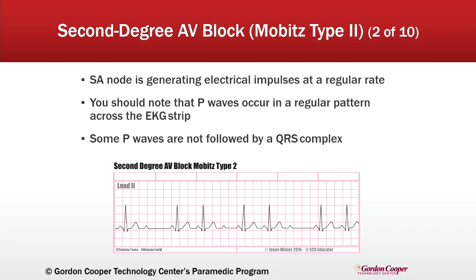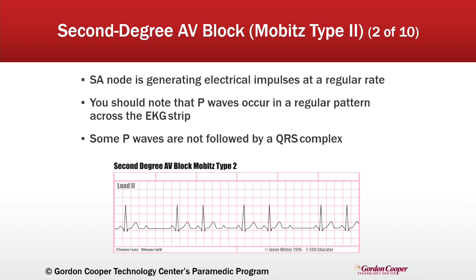So this type of heart block is more serious than type 1 because it has a higher chance of progressing to a third degree or a complete heart block. So it causes an irregular ventricular rhythm, but the atrial rhythm will stay regular. Now that's due to the fact that while the atria are still being paced by the SA node, the ventricles are not always receiving the impulses needed to contract.